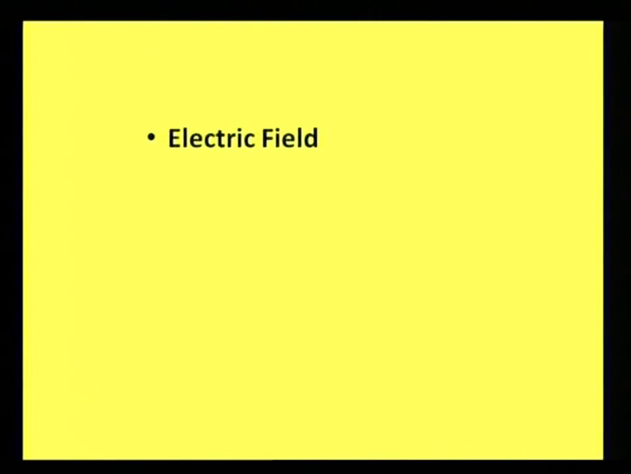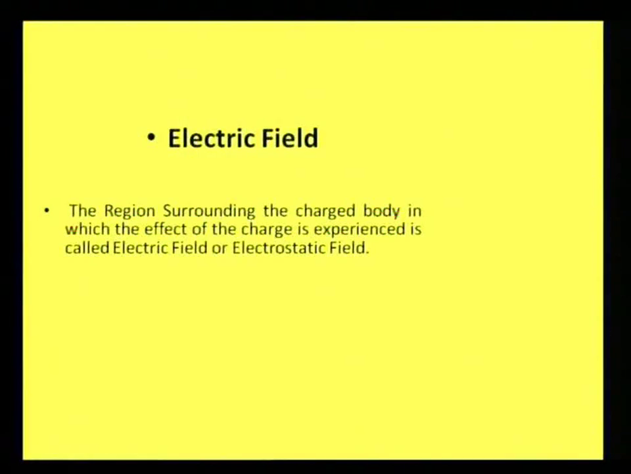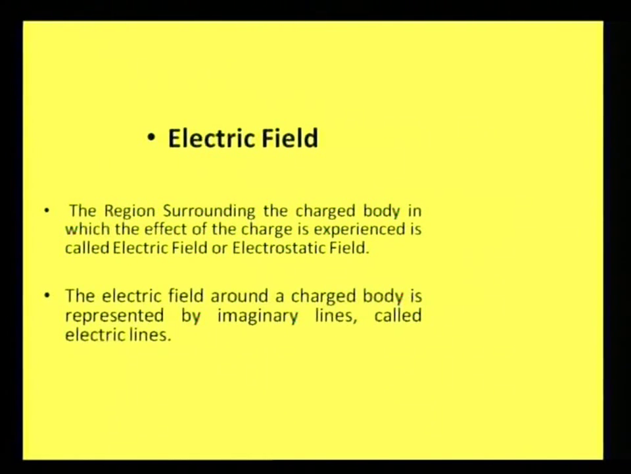First of all, electrical field. So what is electric field? Electric field is basically a region surrounding a unit positive charge or a unit negative charge, in which the effect of the charge is experienced. That is called electrical field, or it is also called electrostatic field. The electric field around a charged body is represented by imaginary lines. Friends, these lines are totally imaginary, and if you have seen a magnet, a magnet also has imaginary lines, and electrical field has its own lines.